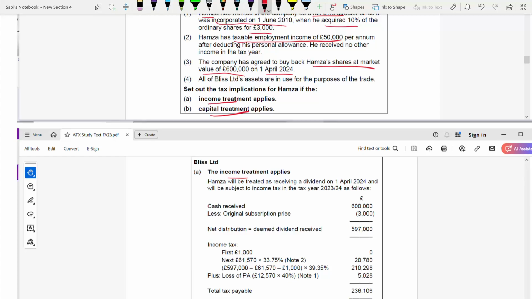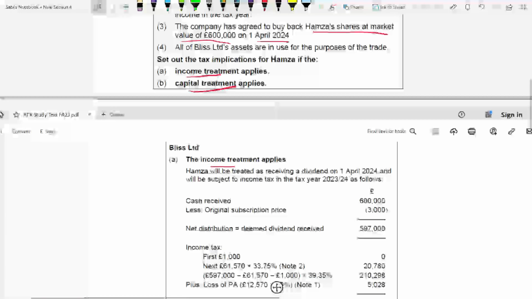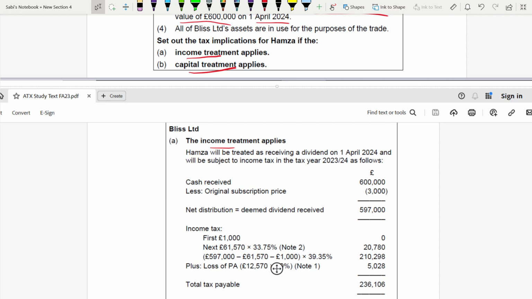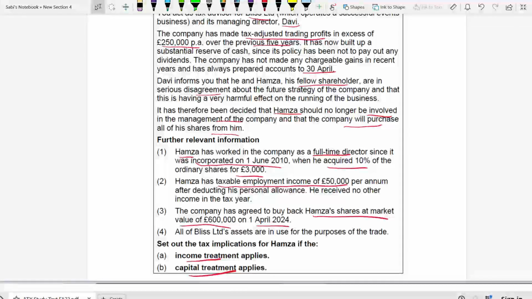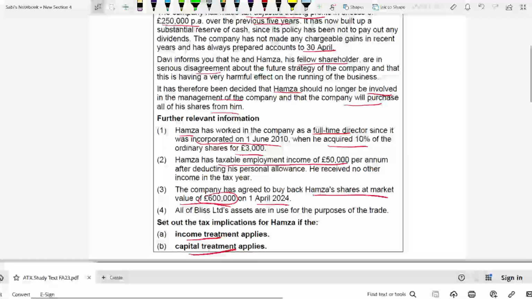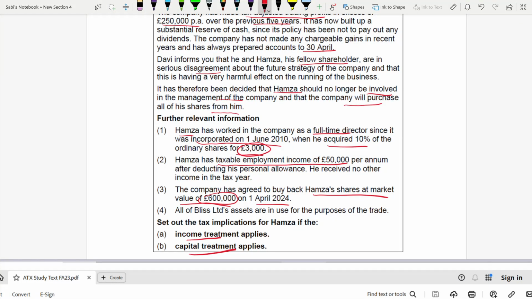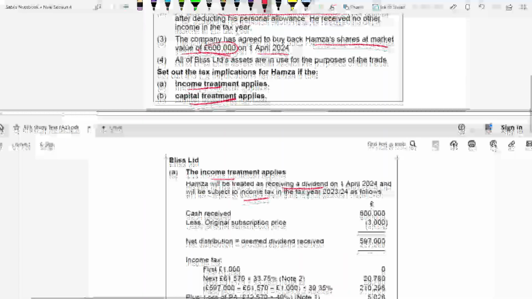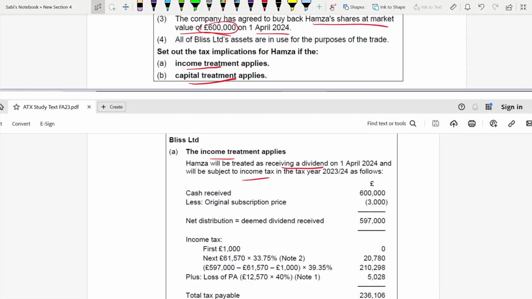So first we'll go by the income treatment applies. Let me zoom this a bit for you. If it's income, it will be treated as Hamza receiving a dividend and it will be subject to income tax at the dividend rates. Now, cash received. They are buying the shares at 600,000, isn't it? So cash received is 600 less the original subscription price. What is the original subscription price? He acquired it for 3,000 from the first note. So 600 minus 3 is 597. It's a deemed dividend received.